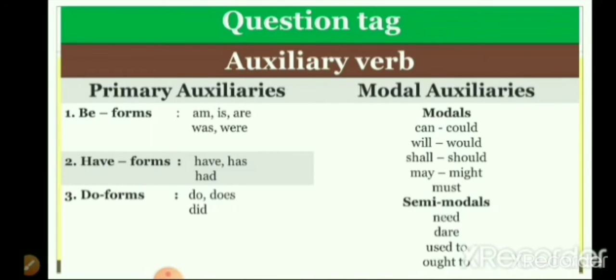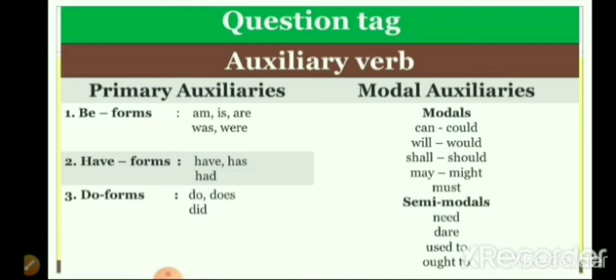So before that, let us learn the kinds of verbs. There are two kinds of verbs. They are main verb and auxiliary verb. Auxiliary verb is also called helping verb. It in turn is divided into primary auxiliaries and modal auxiliaries. Primary auxiliaries in turn have three forms. They are be forms, have forms and do forms.